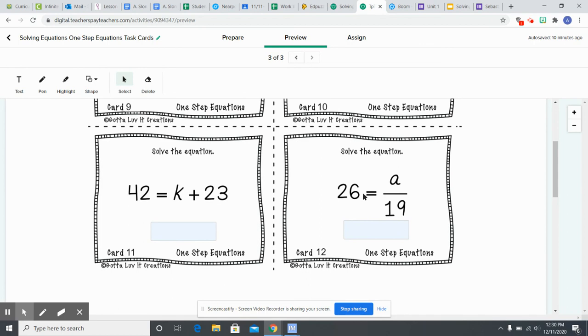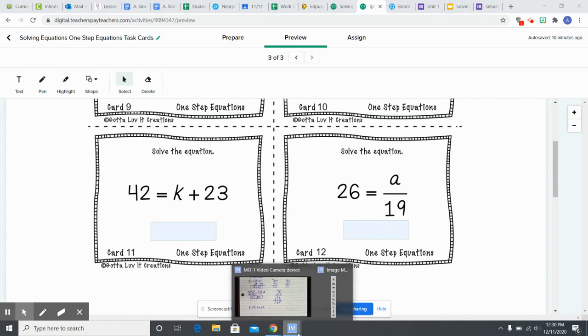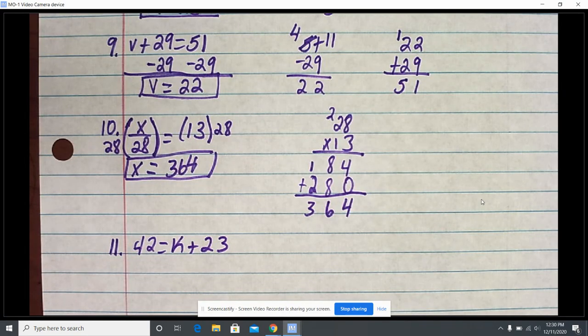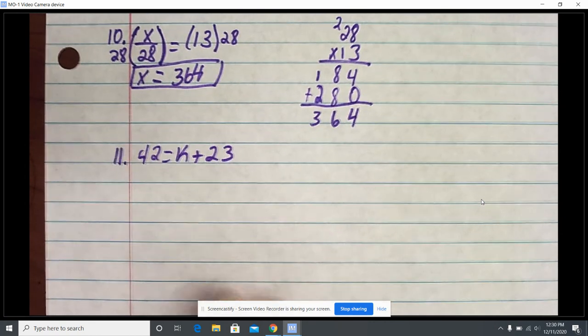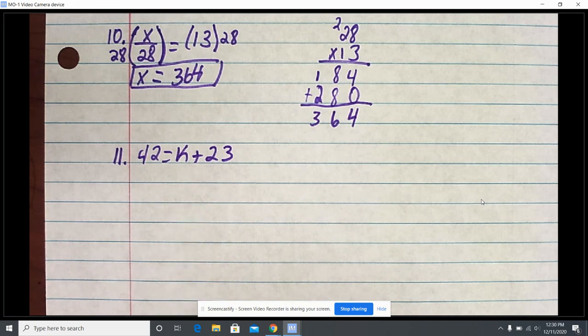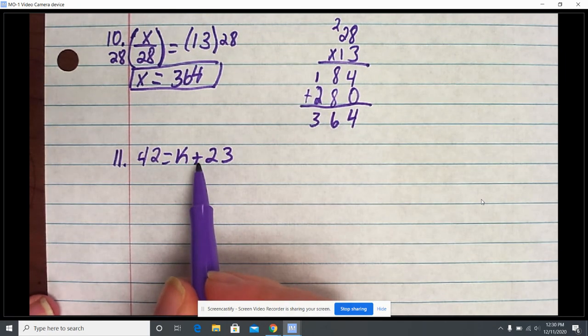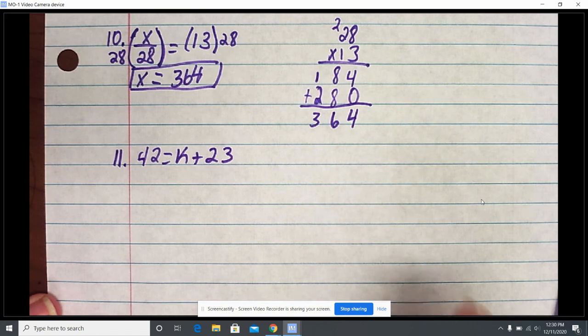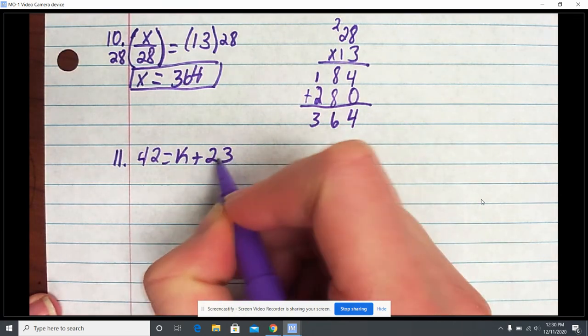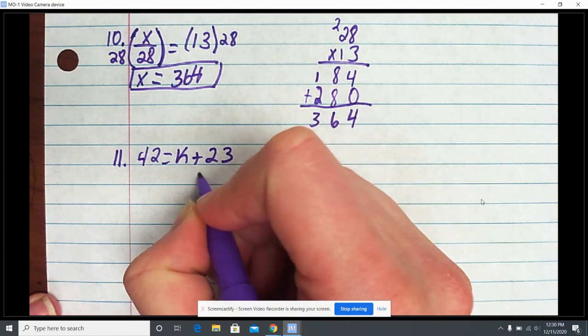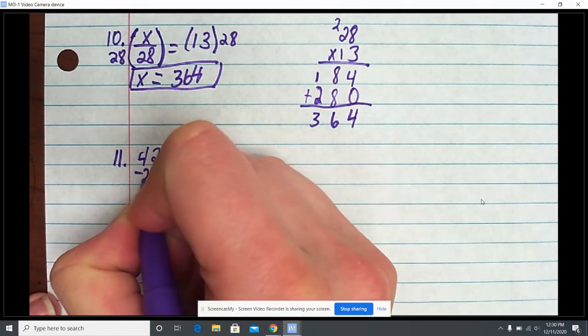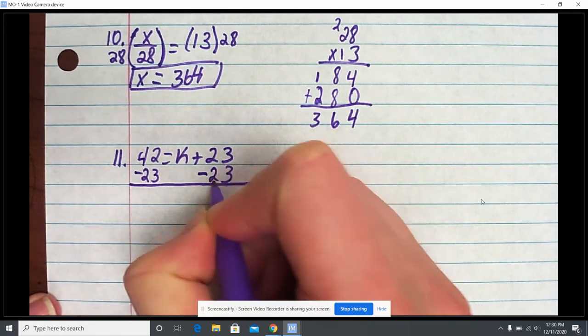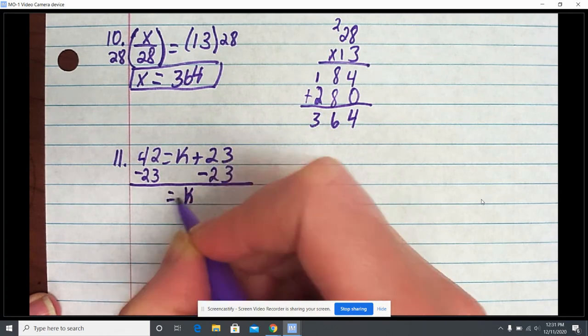Number 11. So 42 equals k plus 23. Alright. So this one's kind of flip-flopped around, but it's still the same concept. We still got to get k by itself, do the opposite operation, which would be subtraction, because we got addition going on. So opposite of addition, subtraction. We have to subtract 23, because it's on the same side as our k, from both sides, to get k by itself. So that cancels out and leaves me with k.